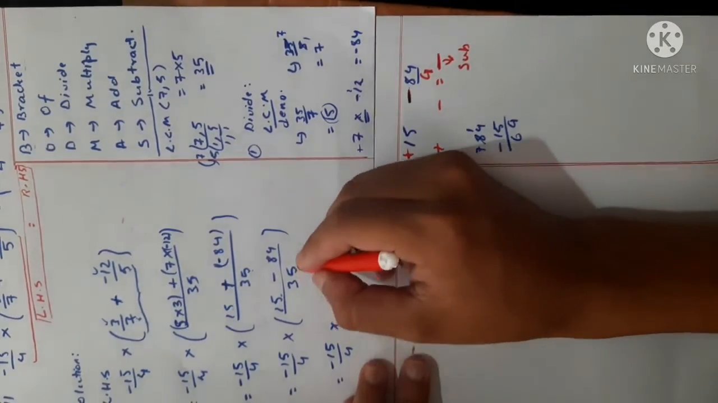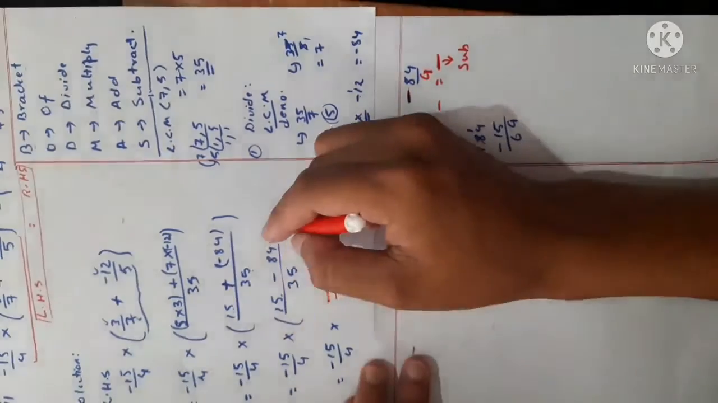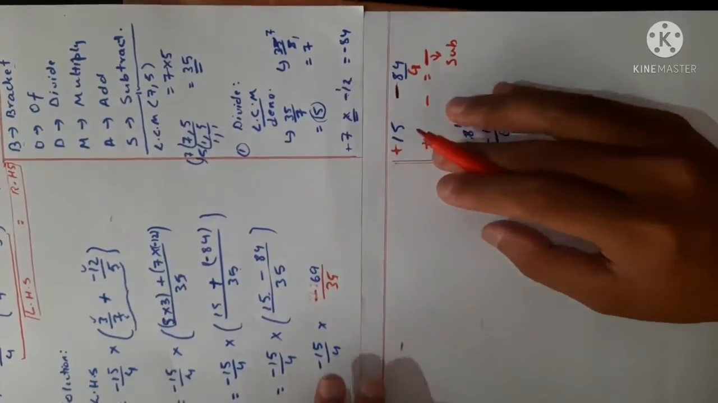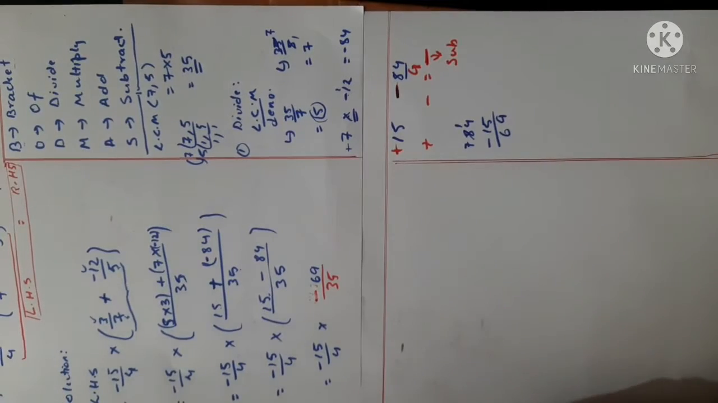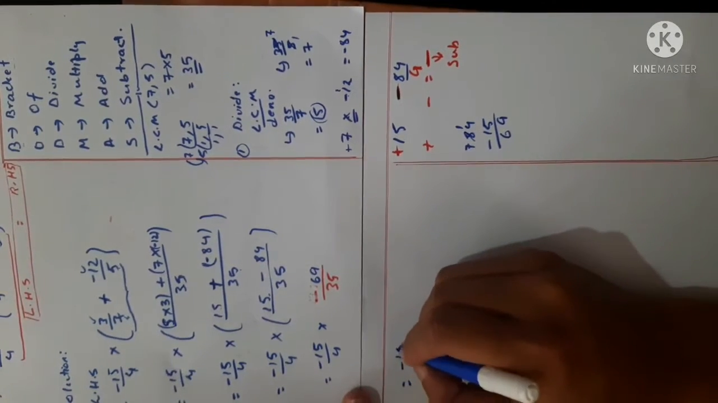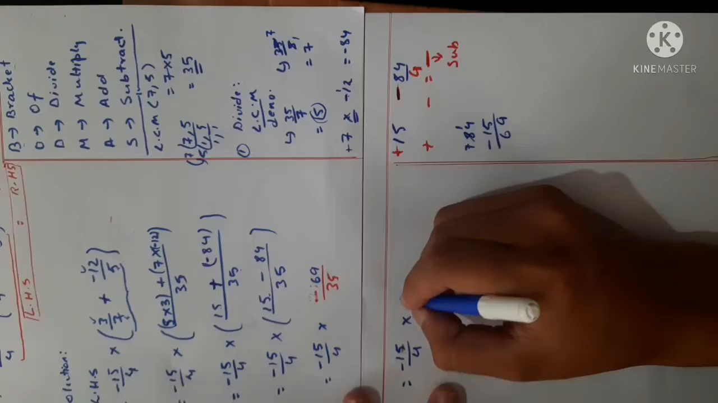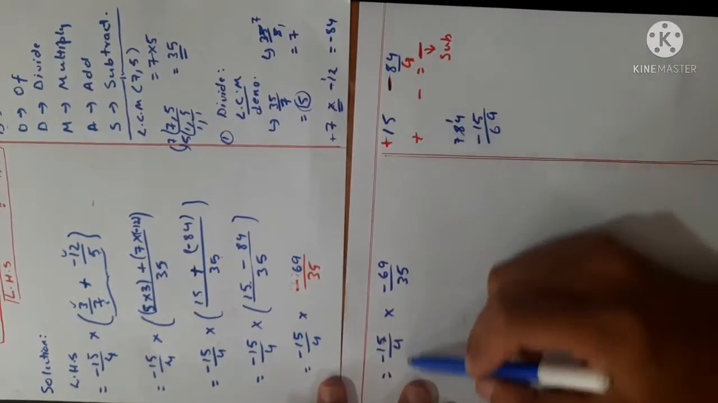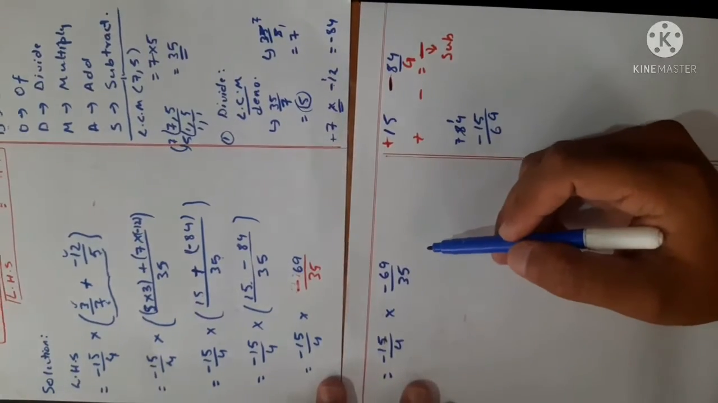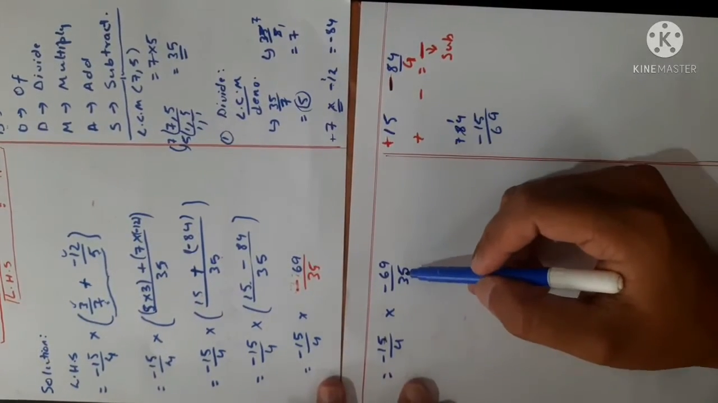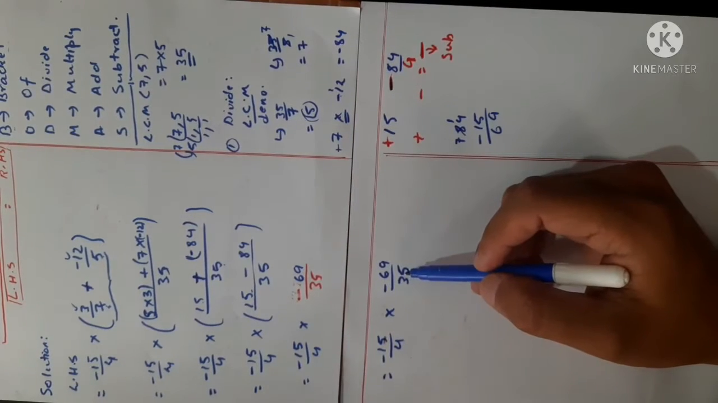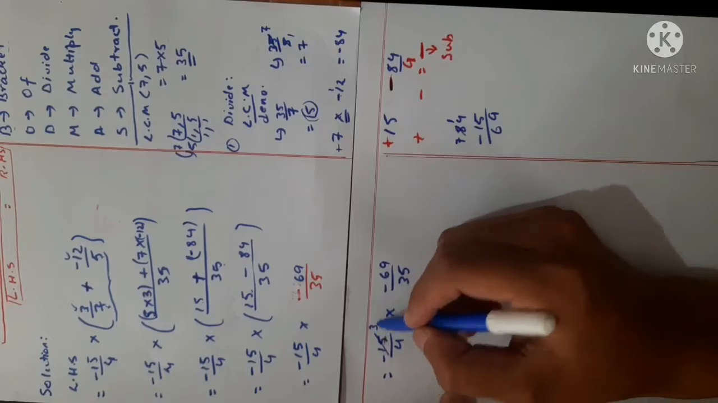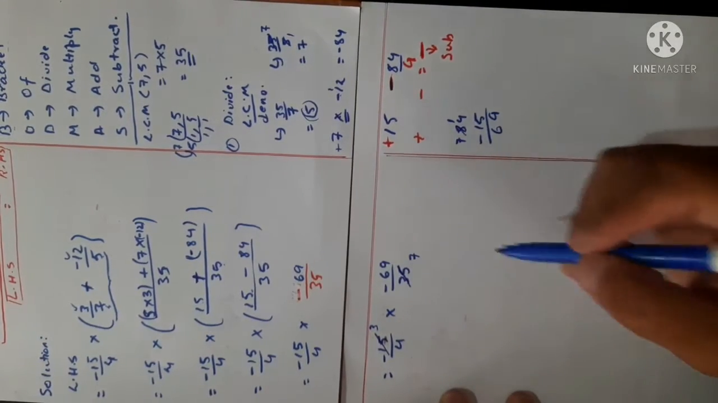So minus 69 divided by 35. Here we have solved the bracket, and we just write minus 69 by 35, and we do not write any bracket. So here we have equal, let me just write here, minus 15 by 4 multiply minus 69 by 35. If we look at this expression, we see that we can cancel out 15 and 35, isn't it? Because they have the common divisor, which is 5. 5 3s are 15, and 5 7s are 35.